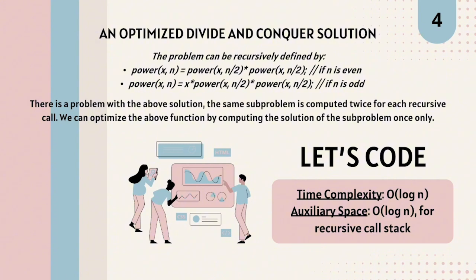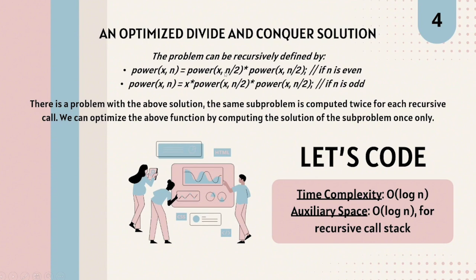Here what happens is, because we are using recursion, the time complexity is reduced to big O of log n. And auxiliary space will be big O of log n. Why? Because we are using a recursive call stack. This is the formula that we are going to use here.